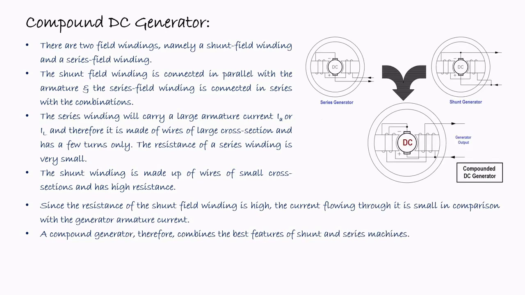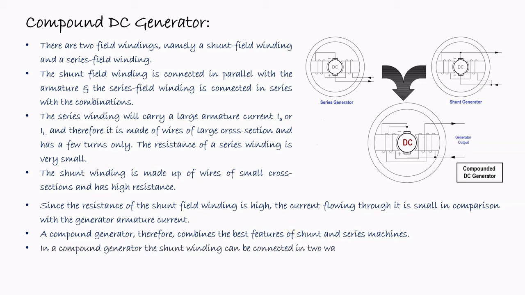So, a compound generator is basically the combination of the features of the shunt as well as the series machine. So here the shunt and the series generator combined is considered as a compound generator. Remember here there are two field windings. One should be connected in series, another should be connected in parallel. This is because the features of the series generator as well as the shunt generator can be combined in a single machine. That's why this concept comes. That is the compound generator.